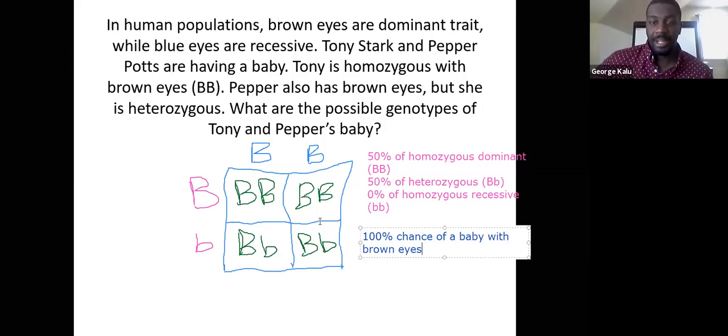Anyone have an idea? Right, so Kimberly got it exactly right. So they all have the dominant allele. Okay, they all have that dominant big B allele. All it takes is one copy of the dominant allele to give you the dominant trait. All 4 of these guys are going to have the dominant allele. So as a result, you're going to have a 100% chance of having an offspring with brown eyes. And as a result, you're going to have a 0% chance of a baby with blue eyes.